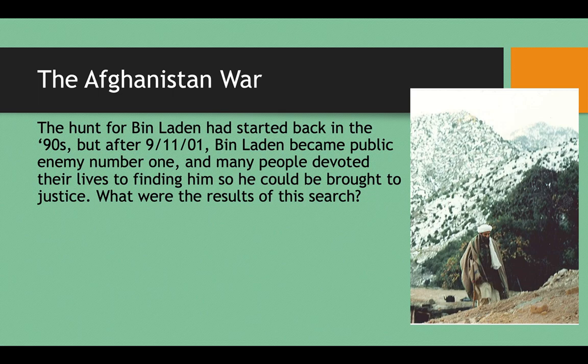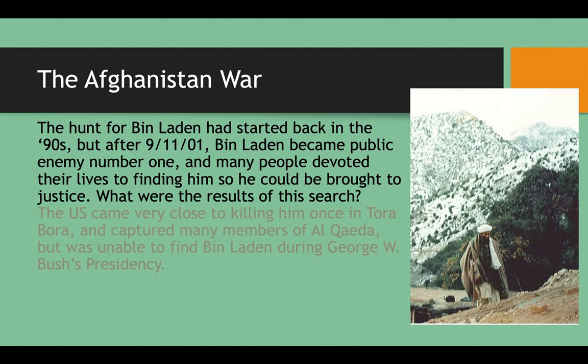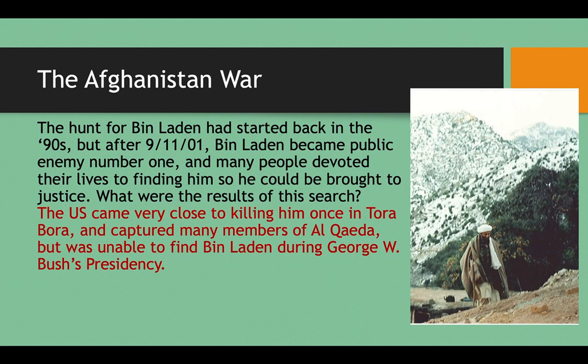So the hunt for bin Laden had started back in the 90s when he was carrying out terrorist attacks in Africa and the Middle East, and even the one on U.S. soil in 1993. But after 9/11, the hunt for him became the number one priority of the U.S. intelligence community and military. Now, the U.S. came very close to killing him once in Tora Bora, just a couple months after we invaded Afghanistan. Tora Bora is the mountainous region on the border of Afghanistan and Pakistan, but he did evade our grasp.